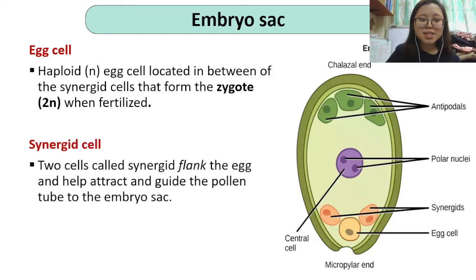And last but not least are the synergid cells. They are two cells called the synergids that will flank ataupun dia duduk di sisi egg cell itu, di kiri dan kanan egg cell. They will help attract and guide the pollen tube to the embryo sac. Okay, so these are the synergid cells. The function is to attract and guide the pollen tube to the embryo sac.